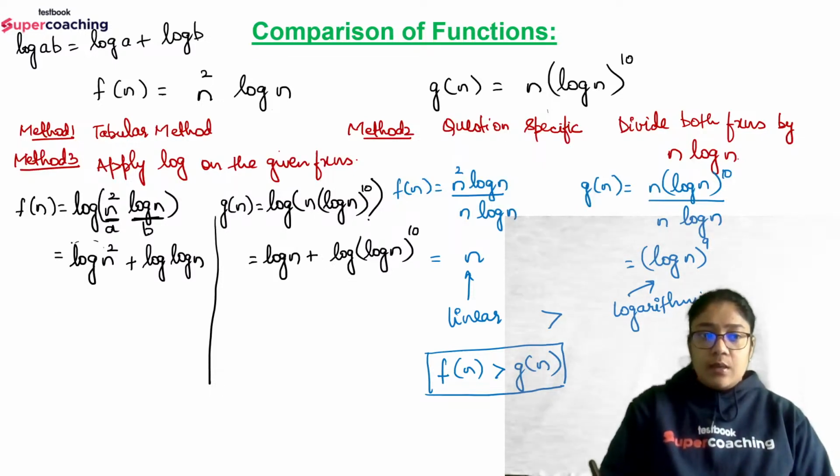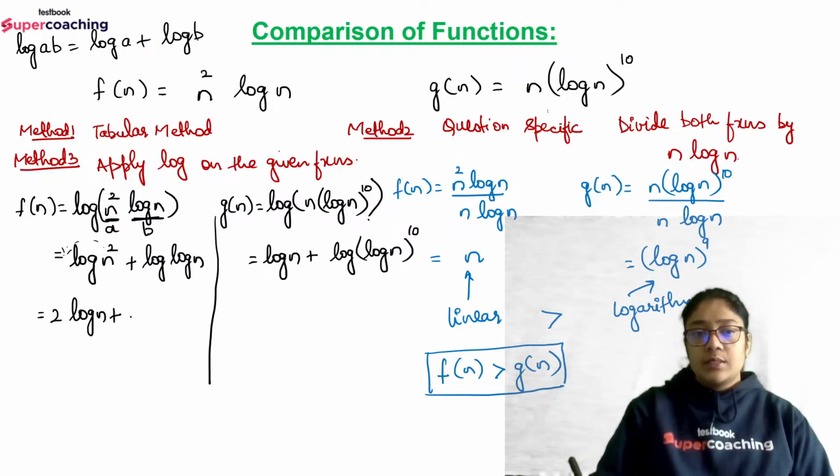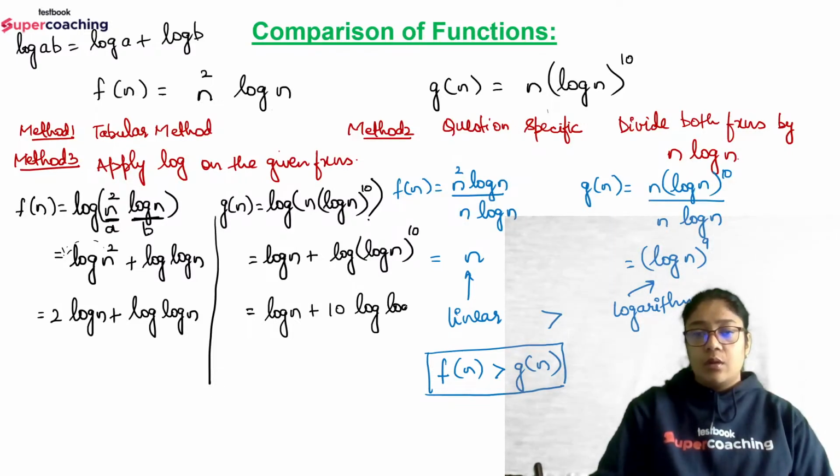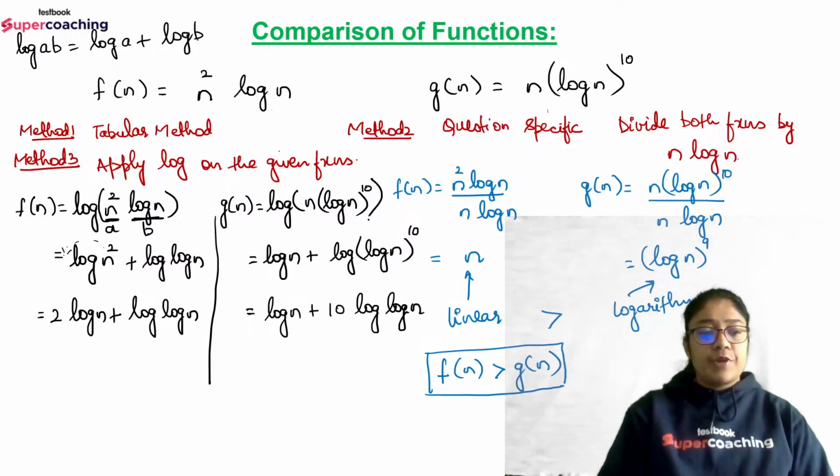Simplify this, it comes out to be 2 log n plus log of log n, and this comes out to be log n plus 10 log of log n. So what is this? Which function is greater? 2 log n.